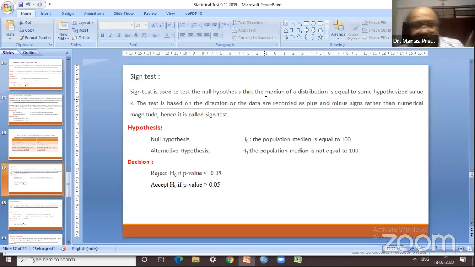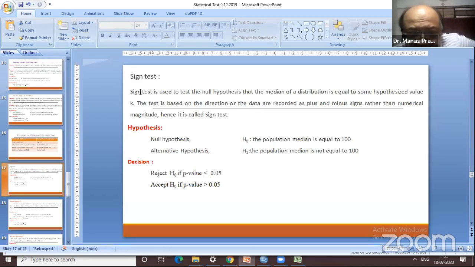The sign test is used to test the null hypothesis that the median of a distribution is equal to some hypothesized value. The situation is the same as in the single sample t-test, where we assume one population value. We assume that the IQ level of the students of this school is 100, and I have to test whether this is true or not. The condition is the same, but here we are studying the median IQ level, not the mean IQ level.